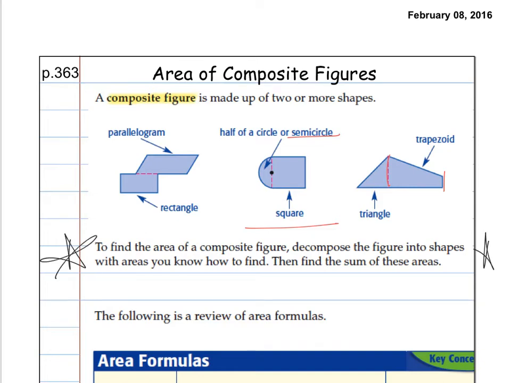Essentially, this is our goal today. We are going to find the area of a composite figure by decomposing, or breaking up, the figure into shapes with areas that we know how to find. Then we will find the sum, or add, those together. Occasionally you're asked, and this is shaded figures, which we won't talk too much about, to find the area of the shaded part. In that case, we'd be subtracting.